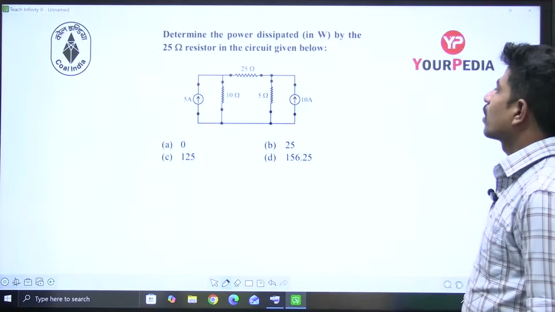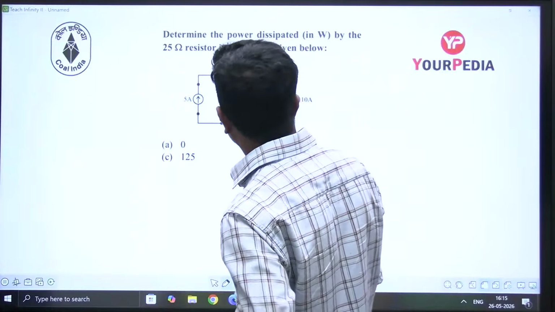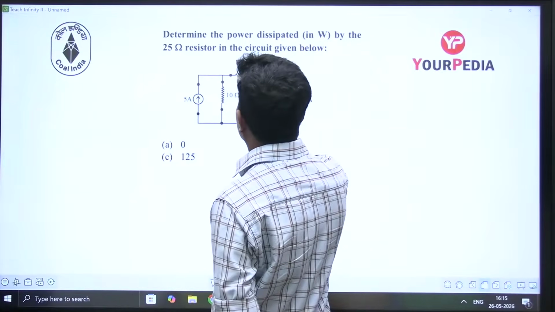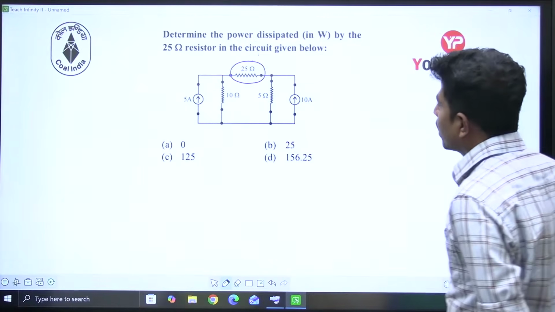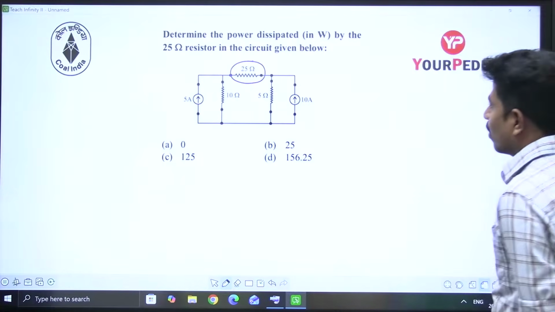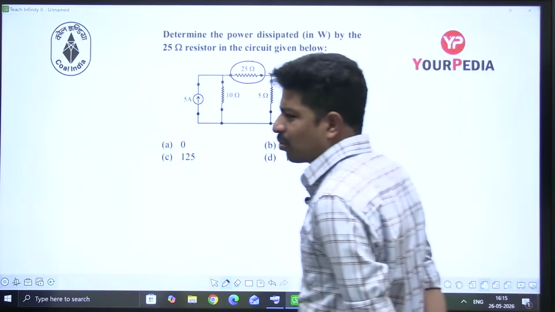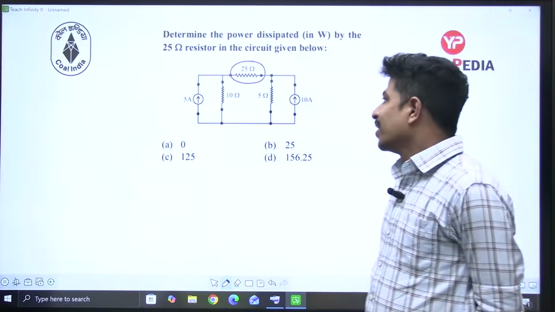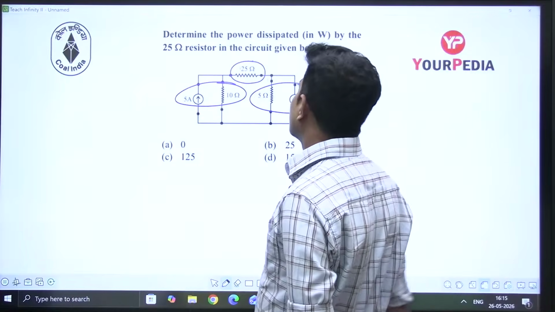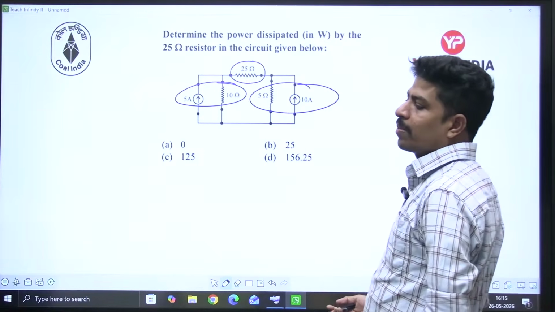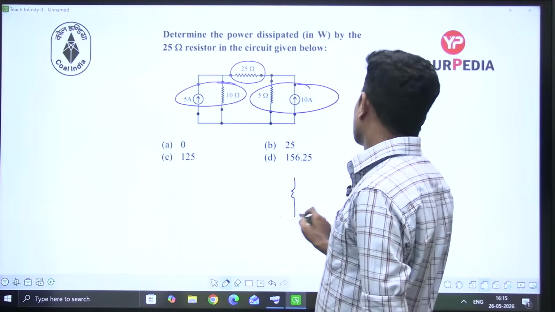Try this. Determine the power dissipated in watts by the 25 ohm resistance. He's asking for the power dissipation in this resistance in the circuit given below. Now only one step. People may think a lot about what to do and how to do it. Nothing. Just do source transformation: convert the voltage source in series with resistance into a current source in parallel with resistance, and the current source in parallel with resistance into a voltage source in series with resistance.